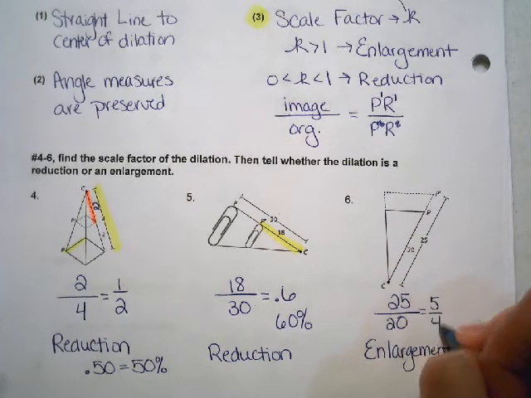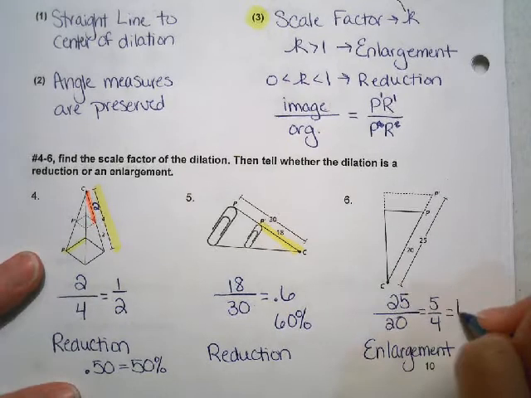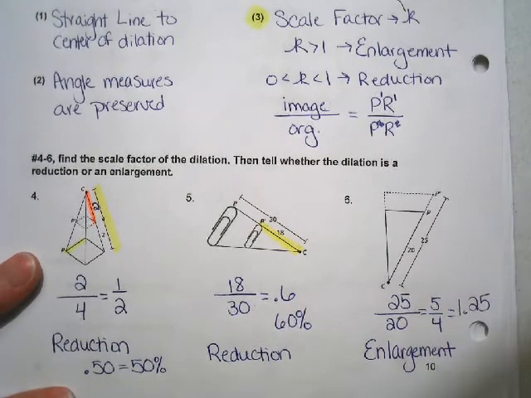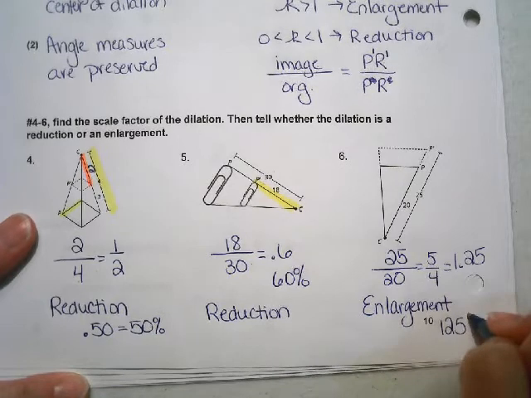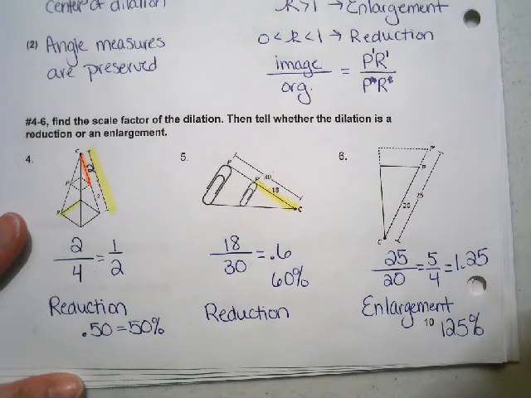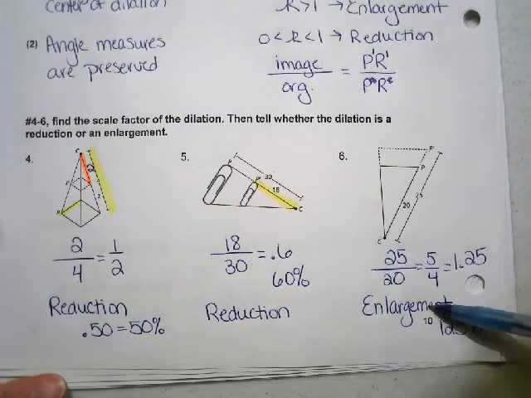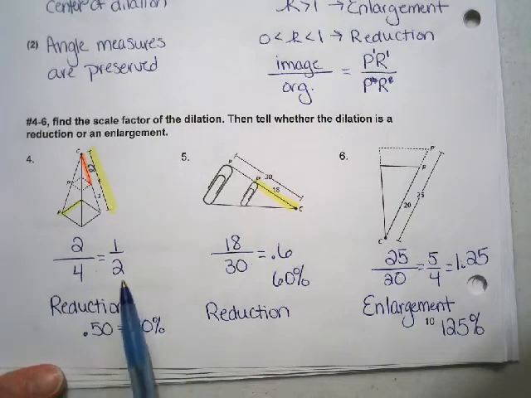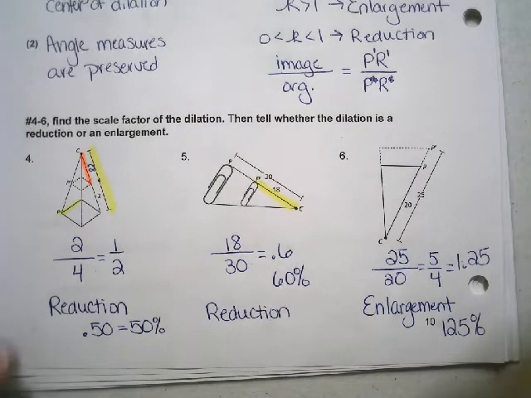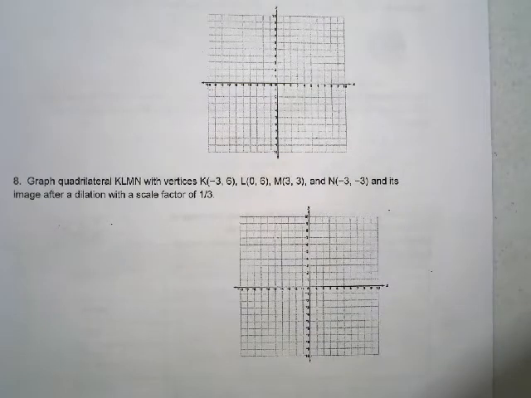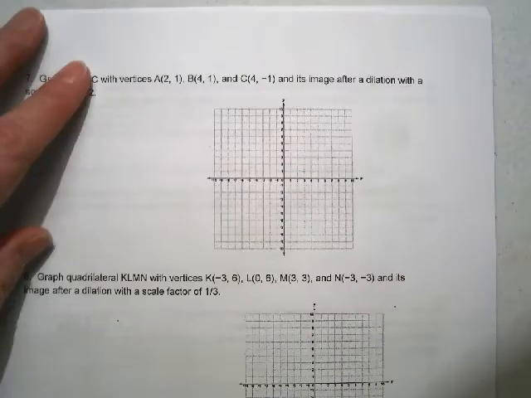So 25 over 20. If you wanted to reduce this, that's 5/4. And if you divide that out, that's 1.25. Or again, if you want to go percents, that'd be 125%. So we can see if it's over 1, it's an enlargement. If it's between 0 and 1, so if it's a decimal, then it's a reduction, or it's getting smaller. So that's how we calculate scale factor.